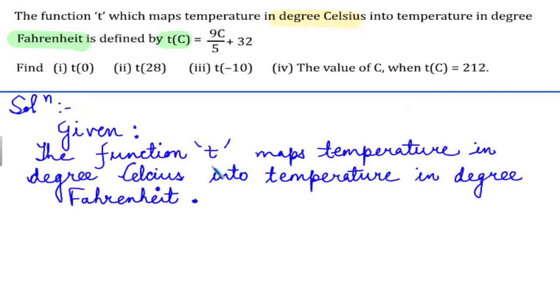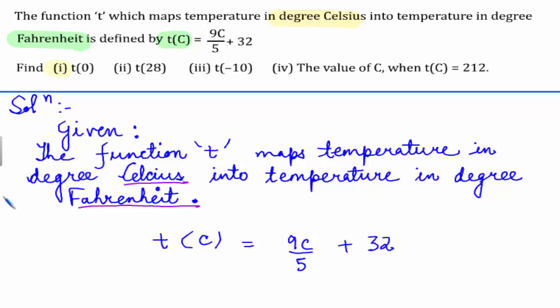Given function T maps temperature in degree Celsius to degree Fahrenheit, and T of C is given as 9C by 5 plus 32. So let us find the required values one by one.